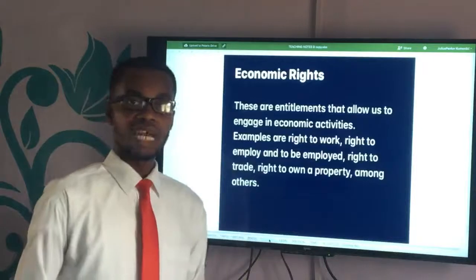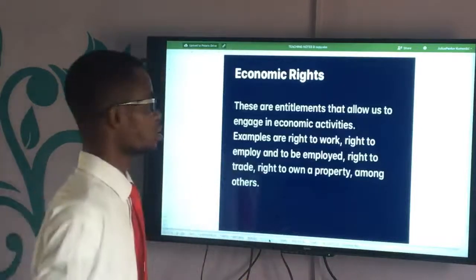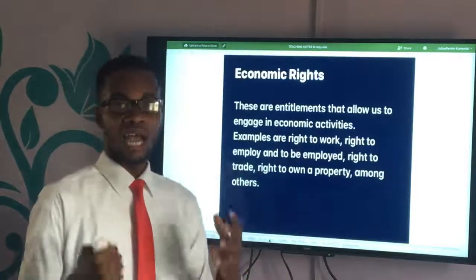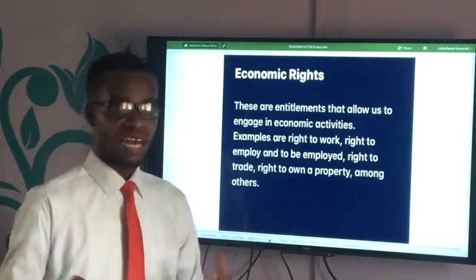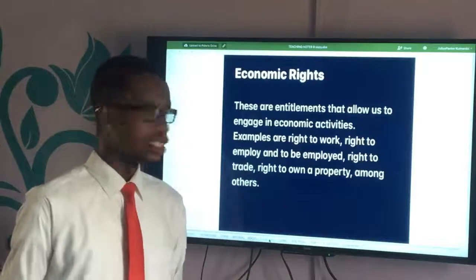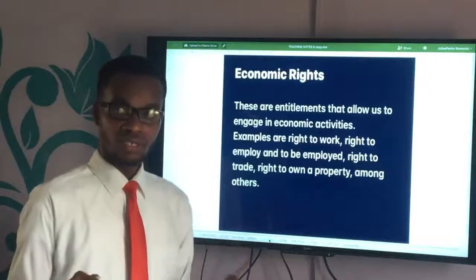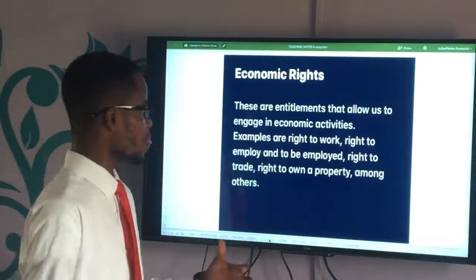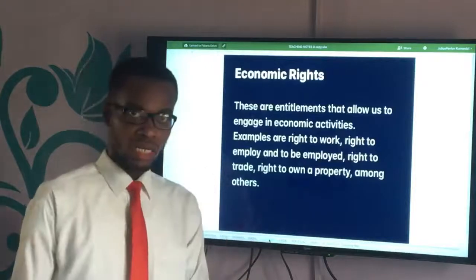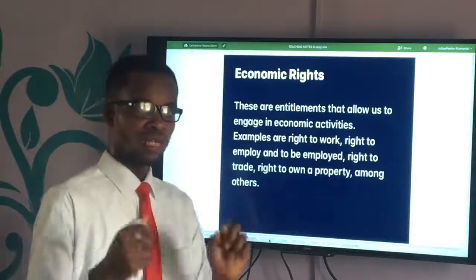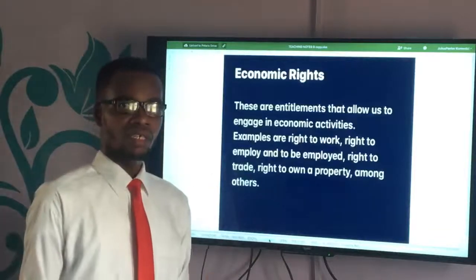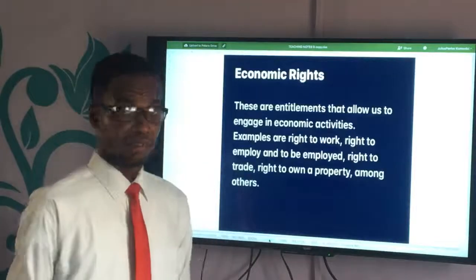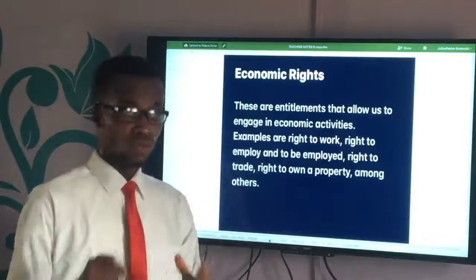We move to the next category or classification, known as the economic right. These are entitlements that allow us to engage in economic activities. So what are these? Right to work. You need to do legal, proper work, and be paid what you deserve, or what is due you.